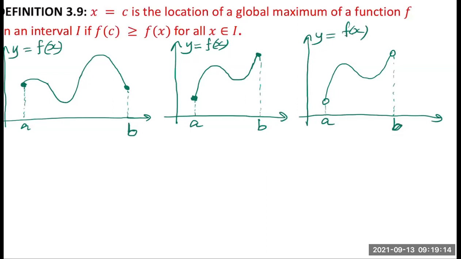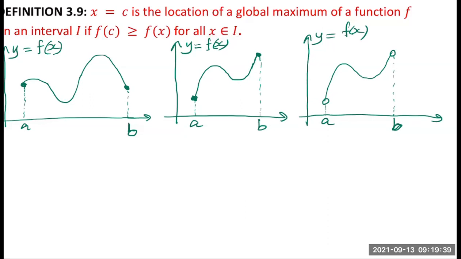First, I want to start with this definition. Definition 3.9. X is equal to C is the location of a global maximum of a function f on an interval I if f of c is greater than or equal to f of x for all x in the interval I. Okay. What do we really mean by a global maximum?